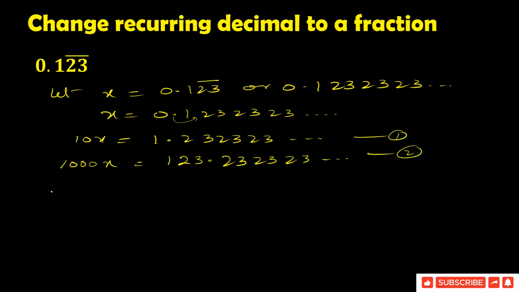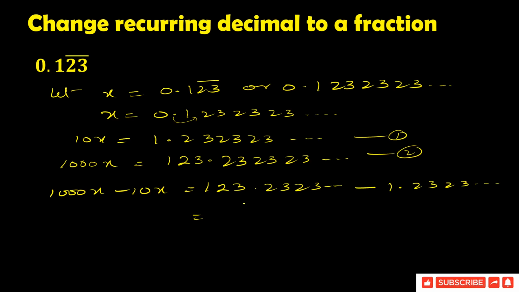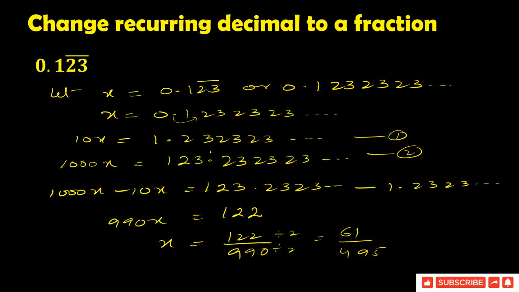Now when you subtract equation 1 from 2, you get 1000x minus 10x equals 123.2323 and so on minus 1.2323 and so on. So we get on the right side 123 minus 1, which is 122, and on the left side 990x. So x equals 122 upon 990. Now we simplify it by dividing both numerator and denominator by 2. We get 61 upon 495. This is the simplest form, so this is the answer for this question.